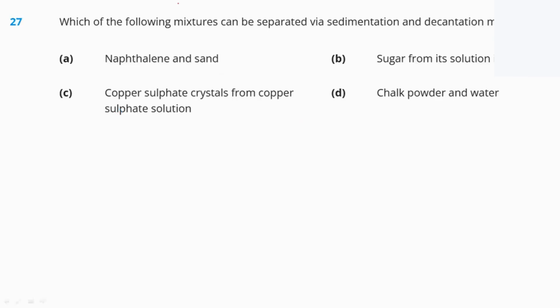Next, which of the following mixtures can be separated by sedimentation and decantation? Naphthalene and sand, no. Sugar and water solution, no. Copper sulfate crystals in copper sulfate solution, no. Chalk powder and water, yes. Well, because chalk powder is insoluble in water, so they can be separated by sedimentation and decantation.